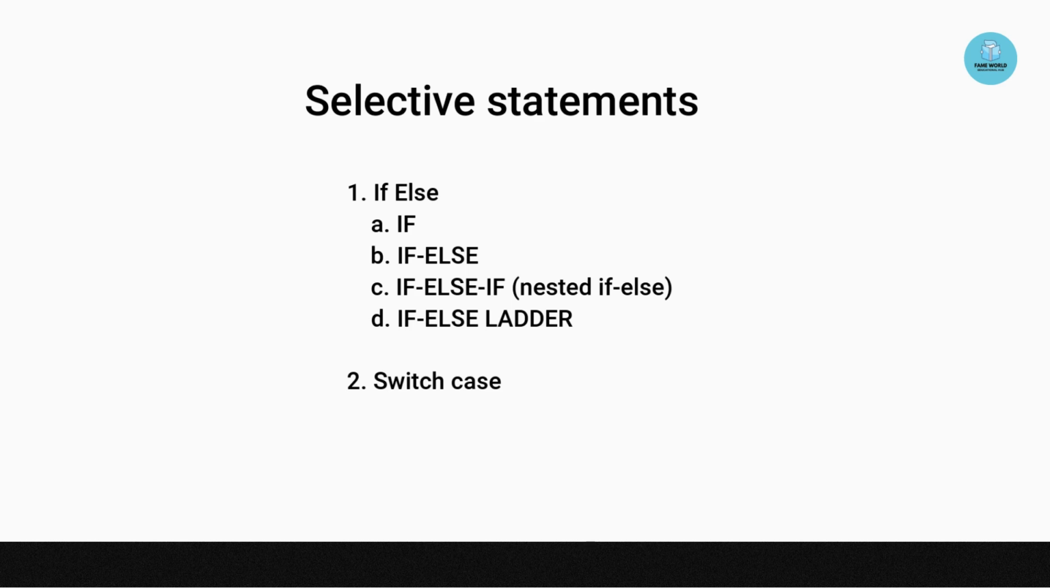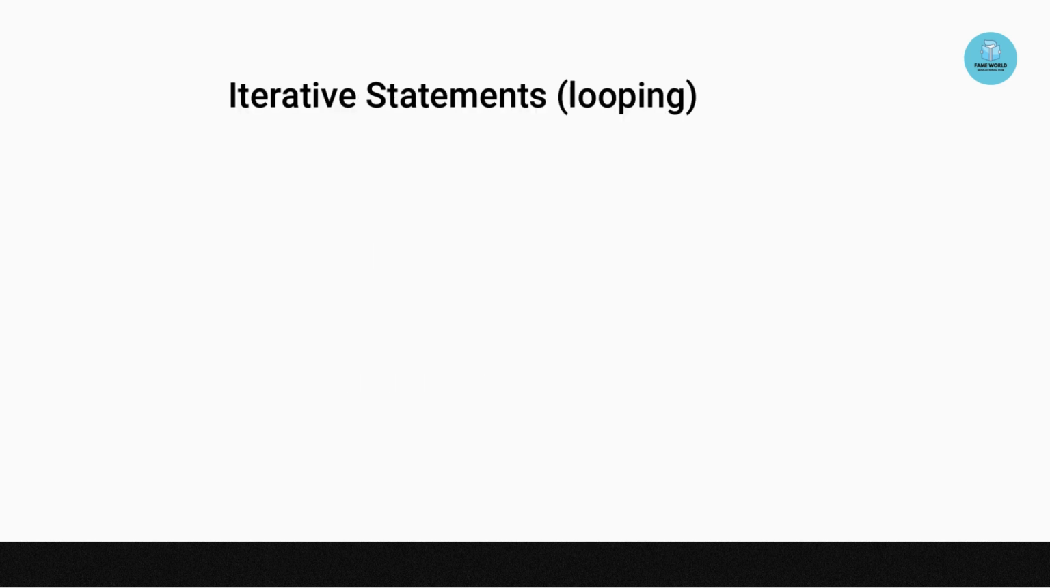Then the next is the iterative statements. When we talk about iterative statements, they are the looping constructs. Looping construct means when you have repetitive work, like you have to use the same formula again and again. That time you can simply go with the iterative statements. And there are mainly three types of iterative statement, three types of loop: for, while, do while.